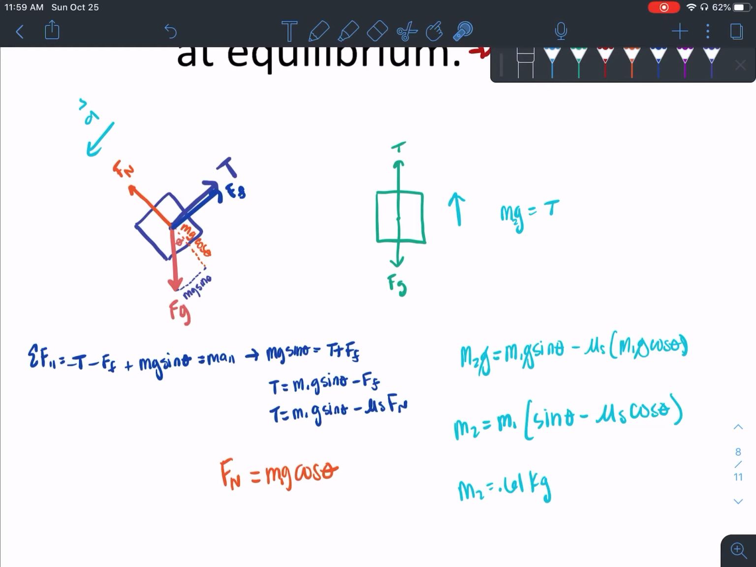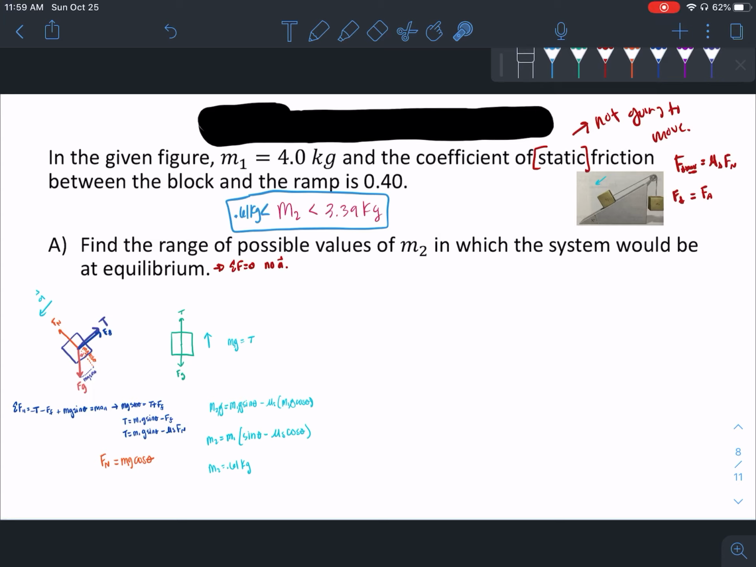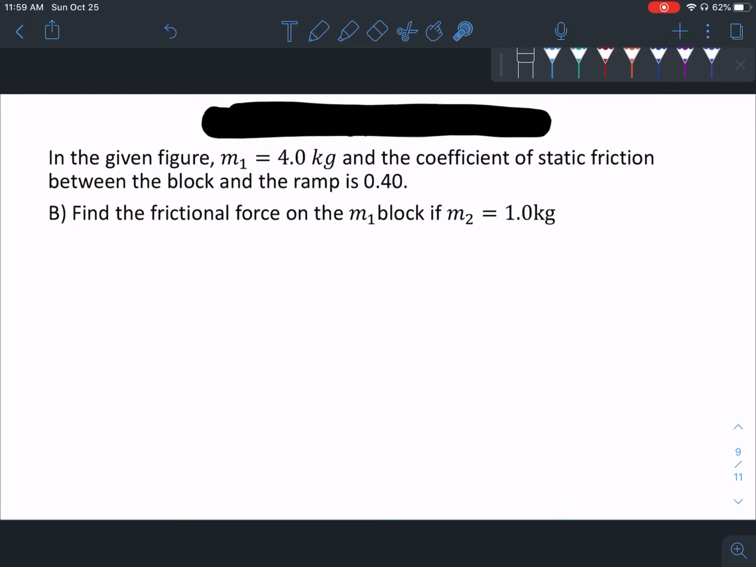I really like this problem. It really makes you think critically. And with that, I actually think there is a part B, which is a really good reminder of this here. So part B just says, in the given figure, so we're using the same exact thing, find the frictional force on the M1 block if M2 equals 1 kilogram.